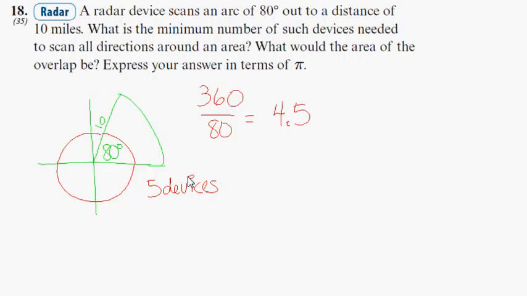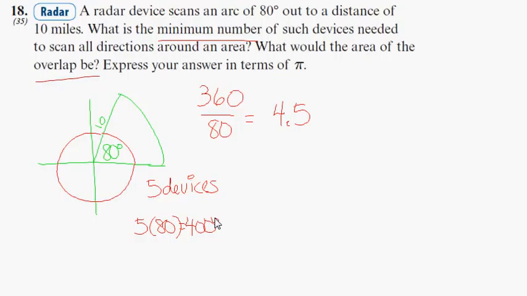So what is the minimum number of devices? 5. All right. What would the area of overlap be? Okay, so here's where it gets a little interesting. Think about 5 devices and they're each able to go 80 degrees. So if you take 5 and they all go 80 degrees, do you see how that's going to be 400 degrees, right? So there's 400 degrees.